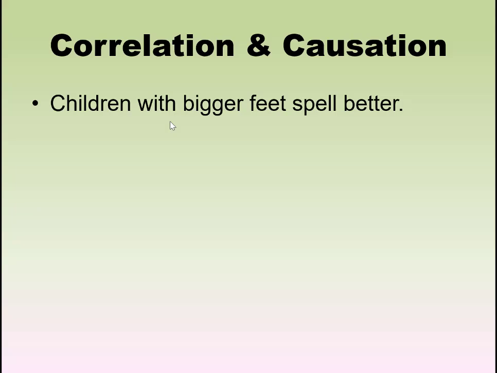What this means is that children with bigger feet generally are older. Older kids typically have more opportunity to learn more words in terms of their spelling. And so the causal agent between these is age. As you get older, we tend to learn how to be better spellers. As we get older, we tend to have bigger feet. So not a causation, but a correlation.